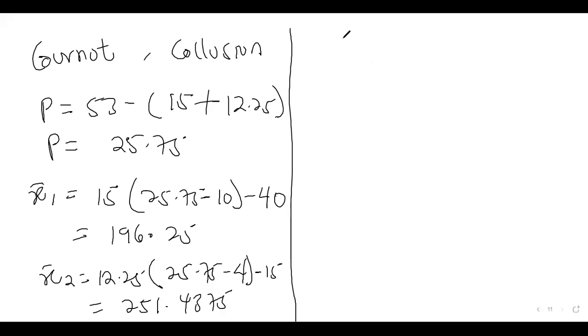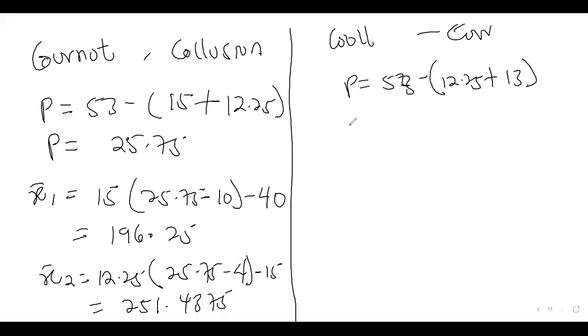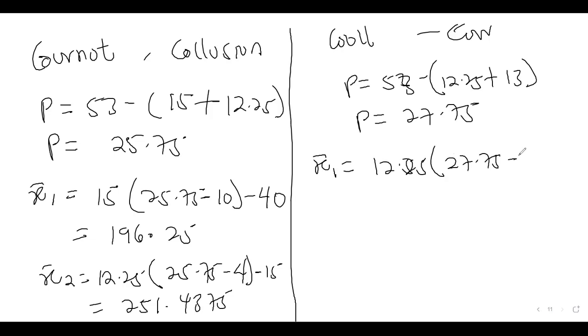Then if M1 rather plays Collusion and M2 plays Cournot, the price, of course, will be 53 minus, if M1 plays Collusion, his output is 12.25. Then if M2 plays Cournot, his output is 13. So you have price equal to 27.75. Then the profit for the first firm is equal to the output, which is 12.25, into bracket the price, 27.75, minus the marginal cost 4, minus 15. So this will give us 275.9375.